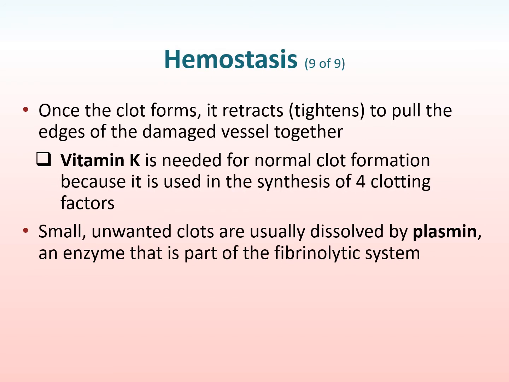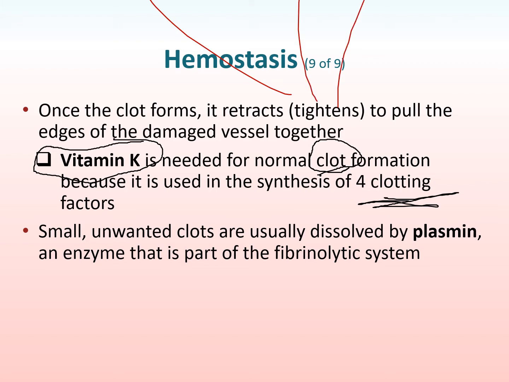If the liver is an important organ, then which vitamin is important for blood clotting? Well, the answer would be vitamin K, with a K for clotting. This is needed for normal clot formation because it's used in the synthesis of 4 of those coagulation or clotting factors. Once the clot forms, very interestingly, and this is very important, it retracts or tightens to pull the edges of the damaged vessel together. That is very, very important to know. So if you get a true-false question, it is true. That's exactly what happens.